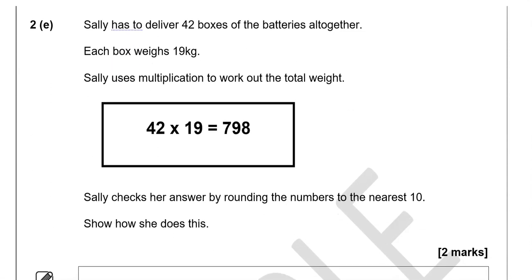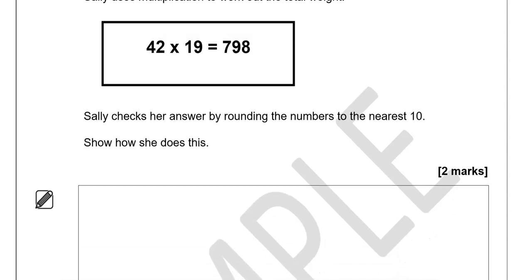Sally has to deliver 42 boxes of the batteries altogether. Each box weighs 19 kilograms. Sally uses multiplication to work out the total weight. Sally checks her answer by rounding the numbers to the nearest 10. Show how she does this.